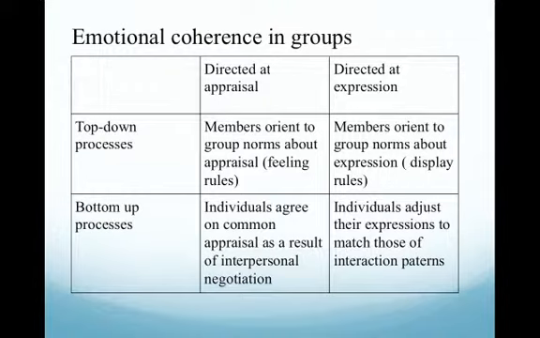The second process, bottom-up, is based on interaction between group members. They learn from each other what emotions can arise from different situations and how these emotions should be displayed. For example, in-group members learn from each other how to react emotionally to an act of discrimination and how to display these emotions.